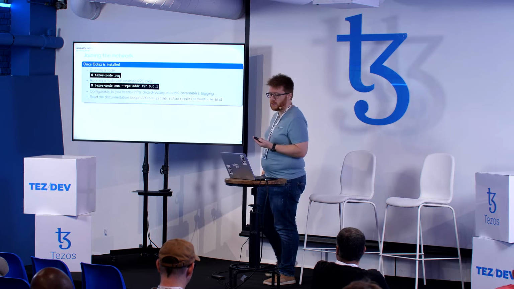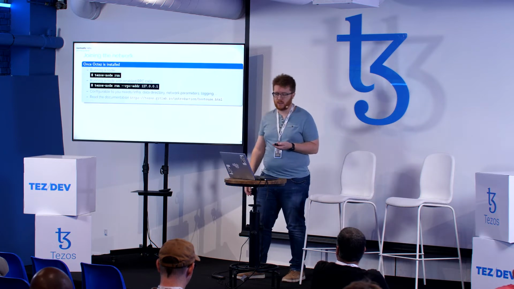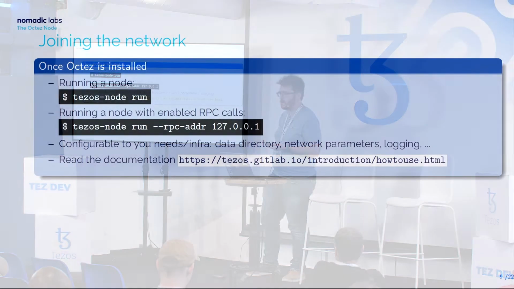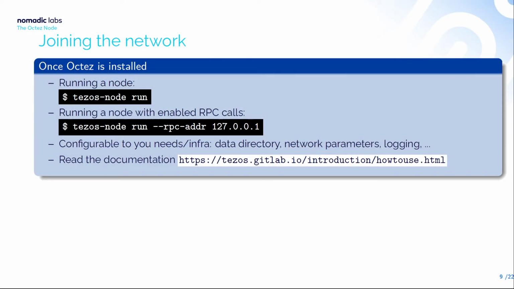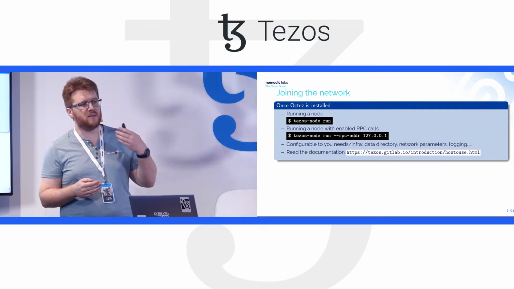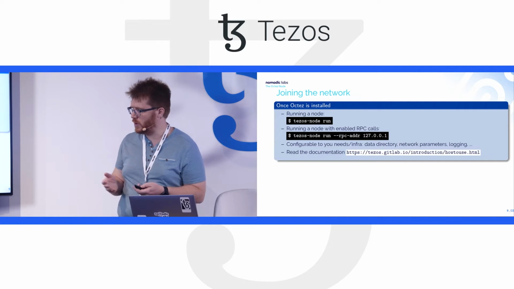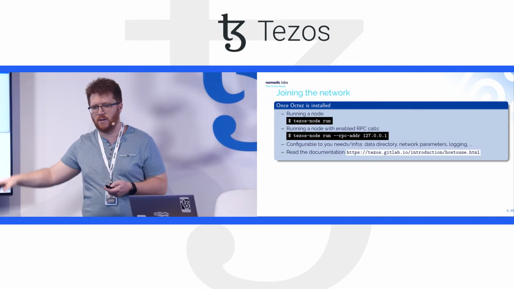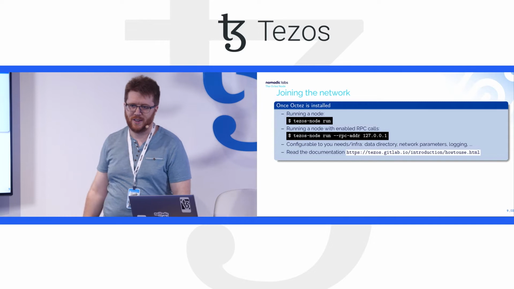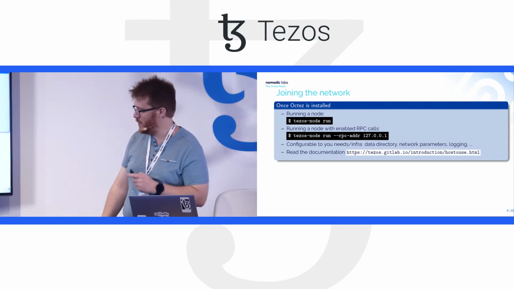So once you have installed the Tezos node, the Octez node, you can run it very simply with this command, tezos-node run. You can also open an RPC server that is in the node and that is used to interact with it. So probably you will have to start the RPC server. You can configure the node if you have specific needs. In particular, you can specify the data directory for the node. You can specify the network parameters and a lot of other things. Again, and you will see this frequently in the slides, read the documentation if you want more information about this.